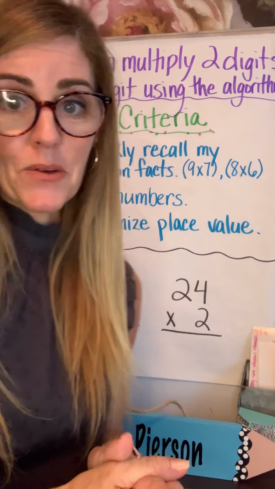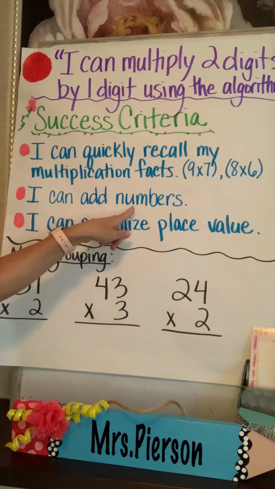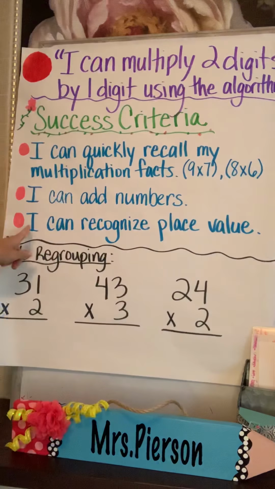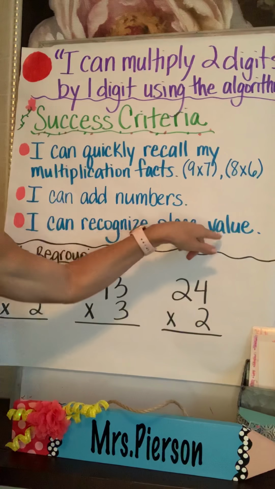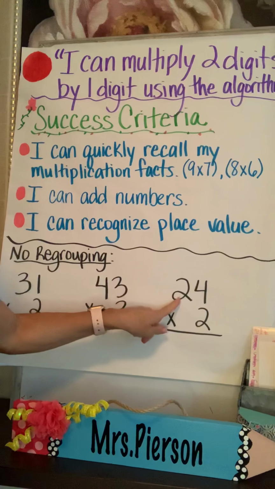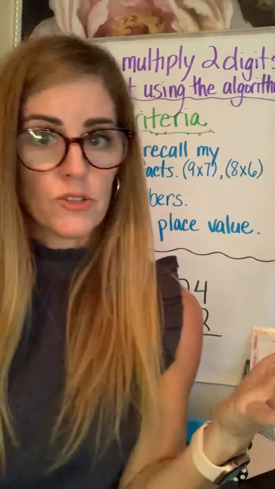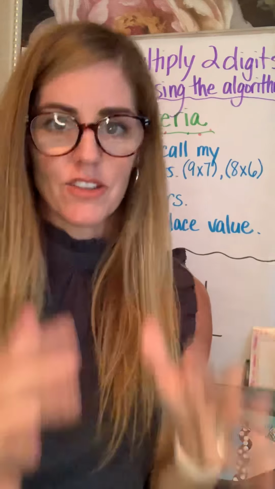That's okay, okay? The other success criteria is I can add numbers. You all can add numbers. We're not worried about that one. And I can recognize place value. And for today, we're just doing 2 digit and 1 digit. So we just are looking at the tens place, the ones place. Those are just super basic, right? Tens and ones. That's all you'll hear me say.